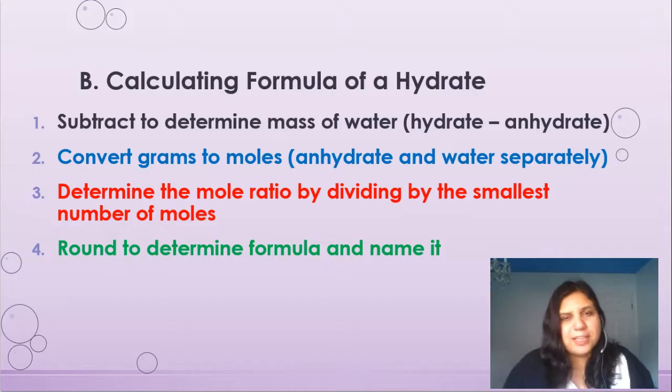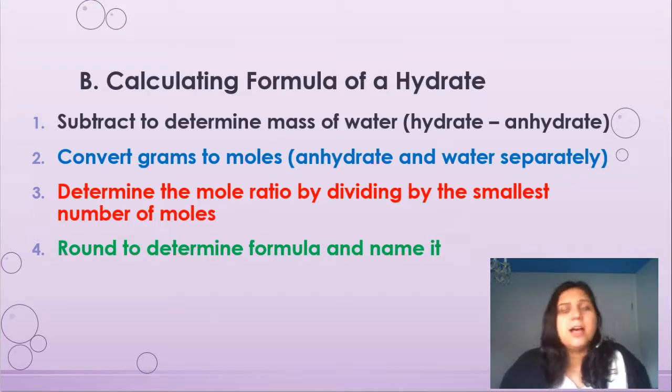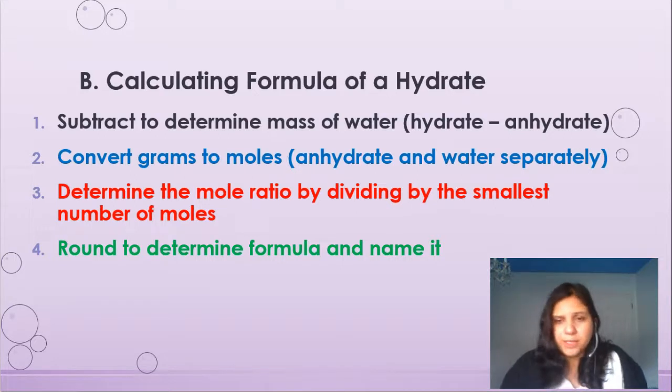Next, we're going to learn the steps for calculating the formula of a hydrate. Here they are. We're going to use them. So we'll subtract to figure out the mass of water. We'll convert grams to moles. This is very similar to empirical formula. Then we'll figure out the mole ratio by dividing by the smallest number of moles and round to figure out its formula and name it.